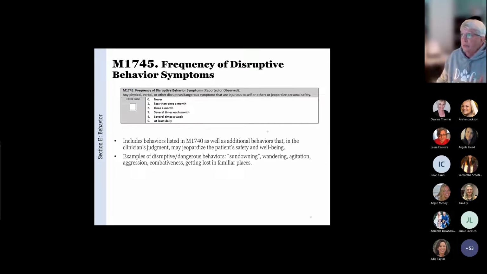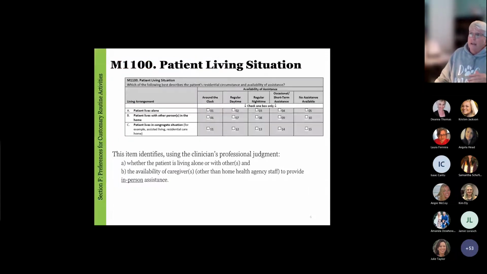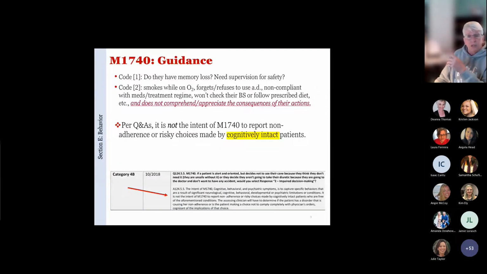So again, because they're not directly linked together, you might have something in 1740 and nothing in 1745. That's okay. It all comes down to, is this going to be jeopardizing their personal safety or the well-being of their caregiver? So where these might, if you didn't have something in 1740, let's talk about this patient.